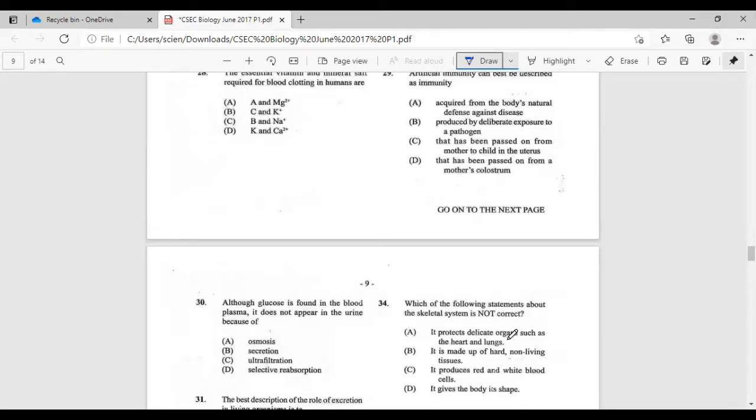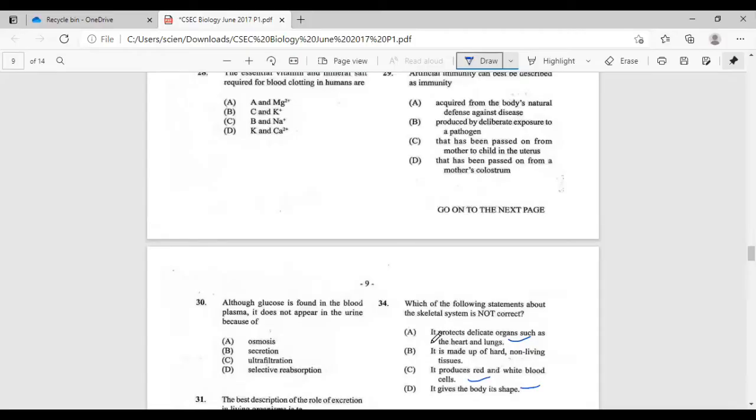So this one, we can also eliminate to see what's the answer. So this is correct. The skeletal system does protect delicate organs. C, it does produce red and white blood cells, so that's out of it. Then D, it gives the body its shape. Everybody should know that's definitely out of it.